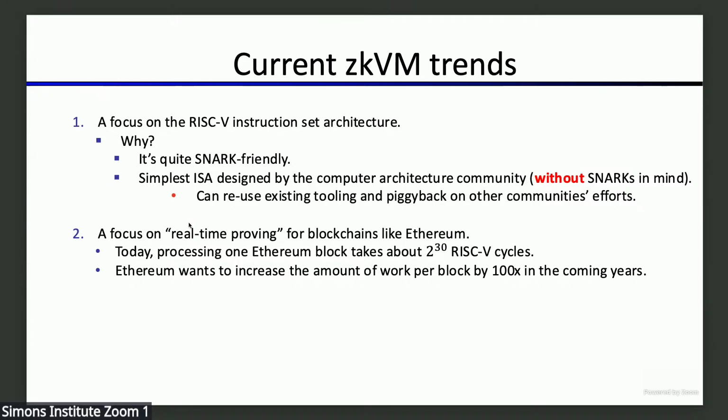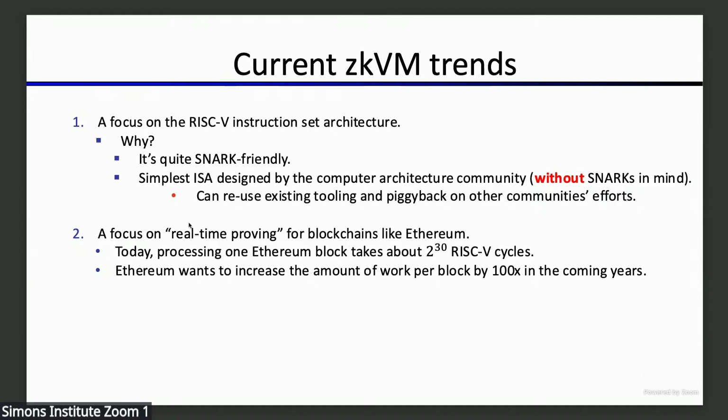Now, I do want to give a sense of just how big the computations people are proving today are. The answer is that one Ethereum block today, if it's full, not all of the blocks are full, but the full ones, are on the order of 1 billion RISC-V cycles. So when we talk about cycle counts, 1 billion.